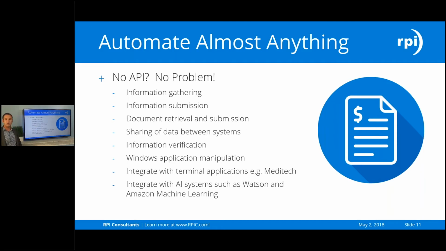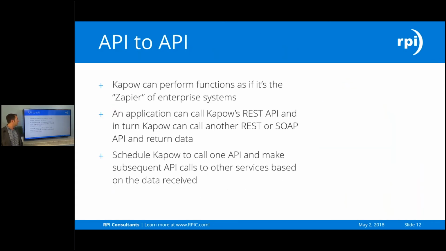And then we can also integrate with third-party systems, third-party AI and machine learning systems, such as IBM Watson or Amazon Machine Learning. And I'll actually discuss one of those use cases later on as well. So we discussed how we can use Kapow to integrate with systems when we don't have an API.